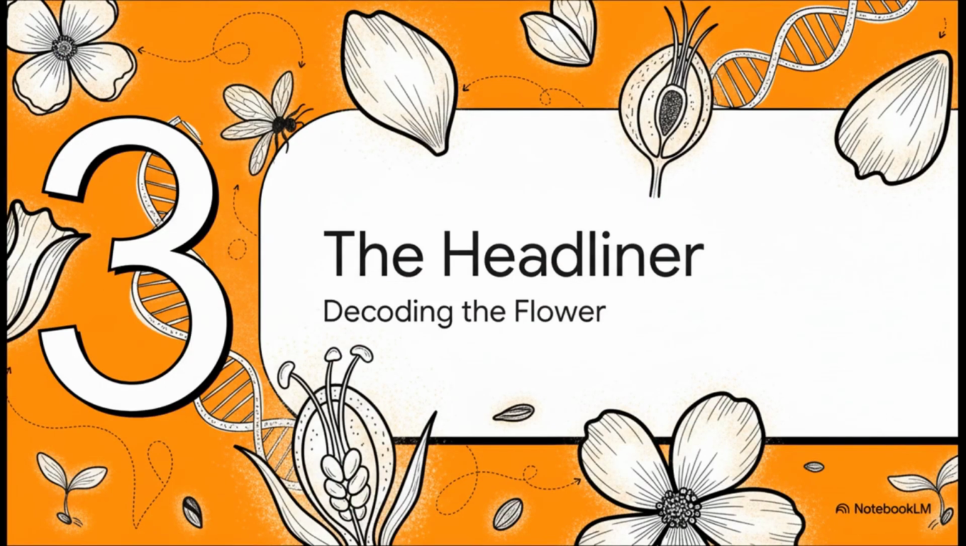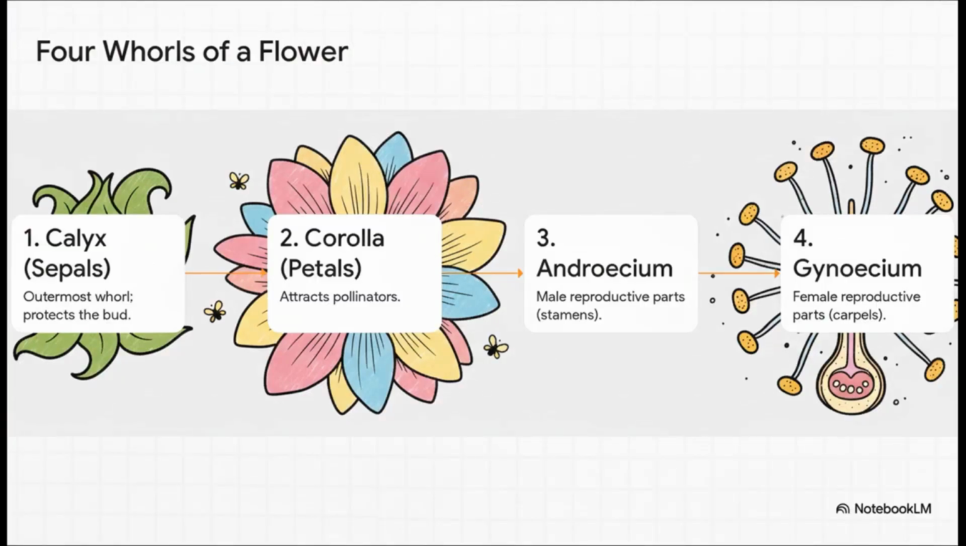And now, we've reached the headliner, the main event. We're talking about the most eye-catching, most important part of the plant when it comes to evolution, the flower. It's not just there to look pretty, you know? A flower is actually a super specialized, highly modified shoot. Its one and only purpose? Reproduction. Let's take a tour of a typical flower, starting from the outside and working our way in.